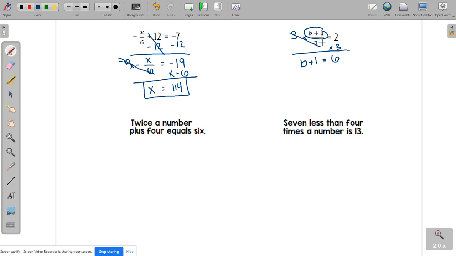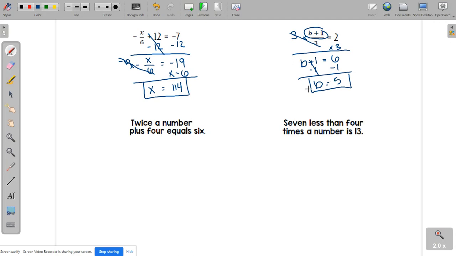We have to get rid of this divide by 3 so we can get to our b. We can't just do the opposite for the top without getting rid of the bottom. So now we have b plus 1 equaling 6. We're going to subtract 1 from both sides. B equals 5.